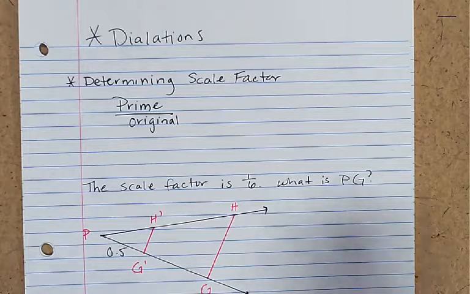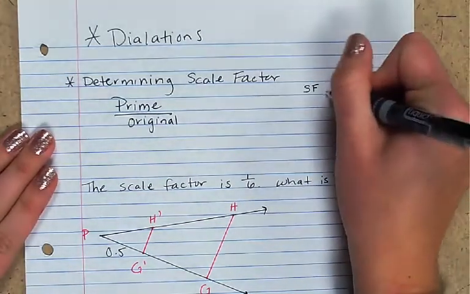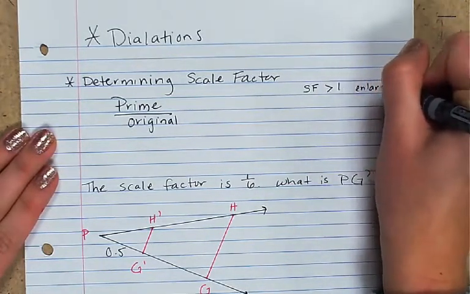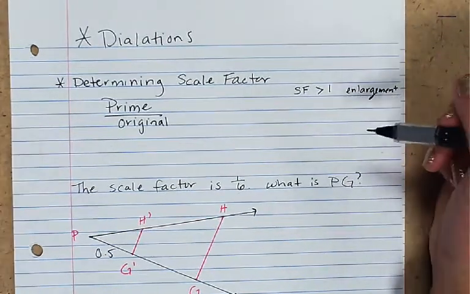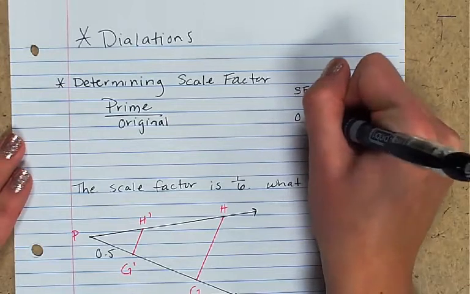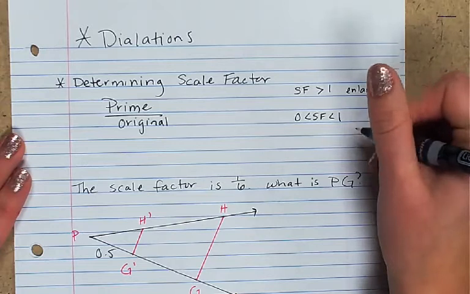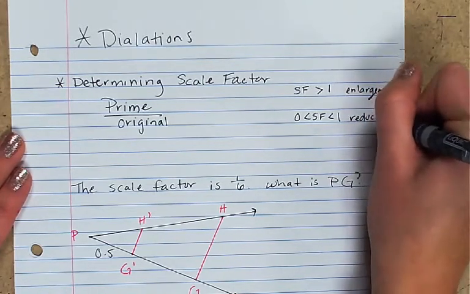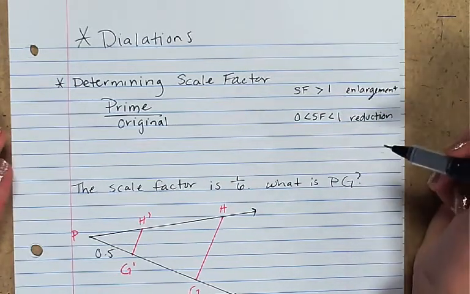So if your scale factor is greater than 1, you have an enlargement. So let's say your scale factor is 2. Your new shape will be twice as big. Let's say that your scale factor is between 0 and 1, so things like a half, 0.3, 0.75. This would be a reduction. For example, if your scale factor was a half, your shape would be half as big.